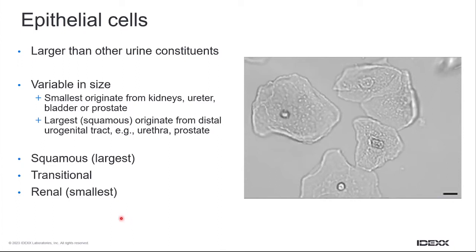The smallest originate mainly from the kidneys, and the largest, which are the squamous cells, originate from the distal urogenital tract, including the urethra and the prostate. So these cells will be identified in a variety of animals, and I'll explain where you're going to find them on the next slide.